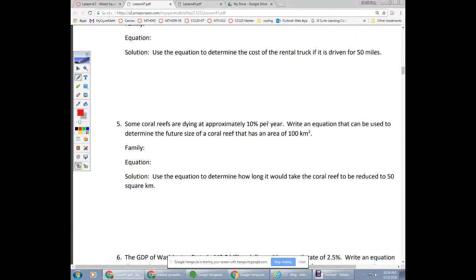That's the more important one. Anytime you have a percent change, you have to add that to 100%. That's a negative 10%, so that leaves us 90% of the coral reefs remaining per year. So it's the multiplication factor that's the bigger deal. It's always out of 100%.